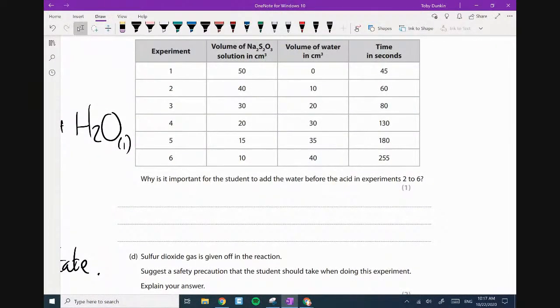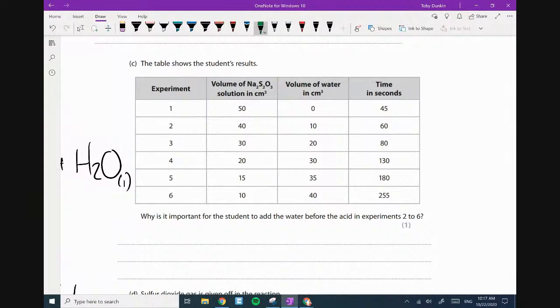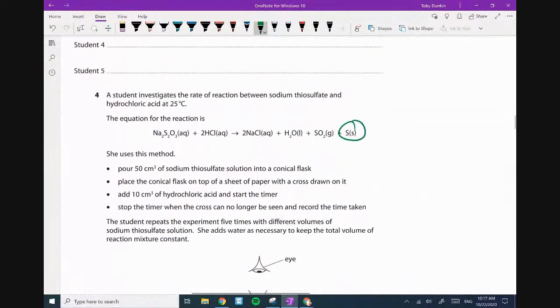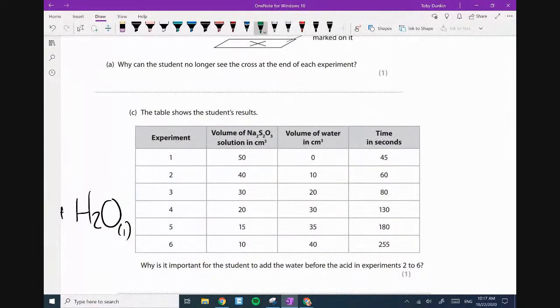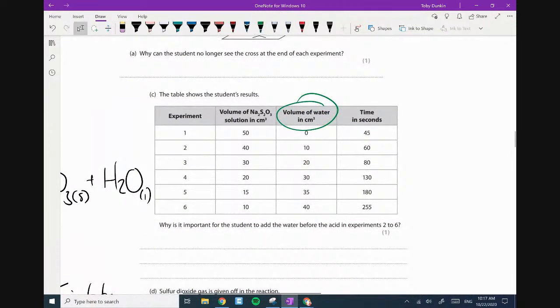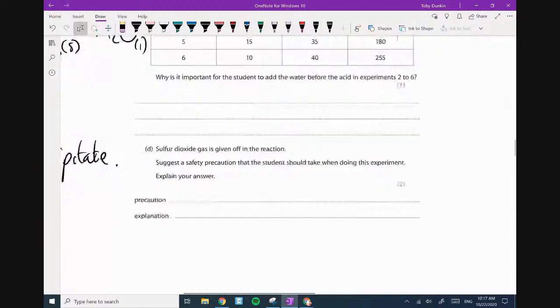Next. Why is it important that students add the water before the experiment? They're doing a dilution, guys. So they're doing the reaction between hydrochloric acid and the thiosulfate, and they're trying to dilute it by adding water. You should always add the water before the acid, because otherwise the reaction will start before the dilution's been done. So you'll get an incorrect number.